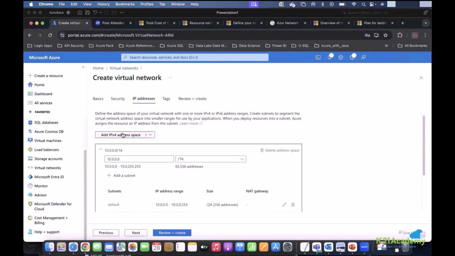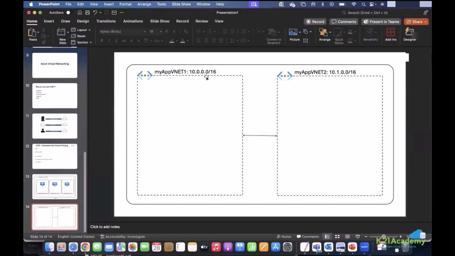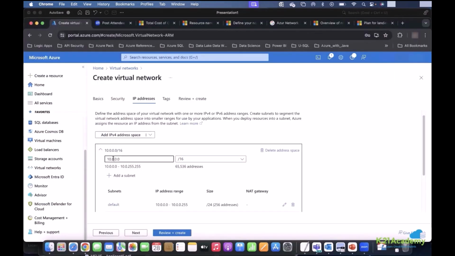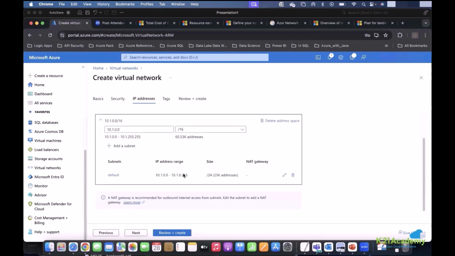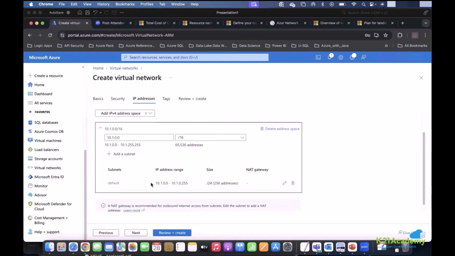So here I will specify the address space for the virtual network. For example, I can say 10.1.0.0/16. You can see that the warning message is also gone. So I get this unique IP range, and under that we get the subnet. By default, you will get one default subnet available as a part of it.